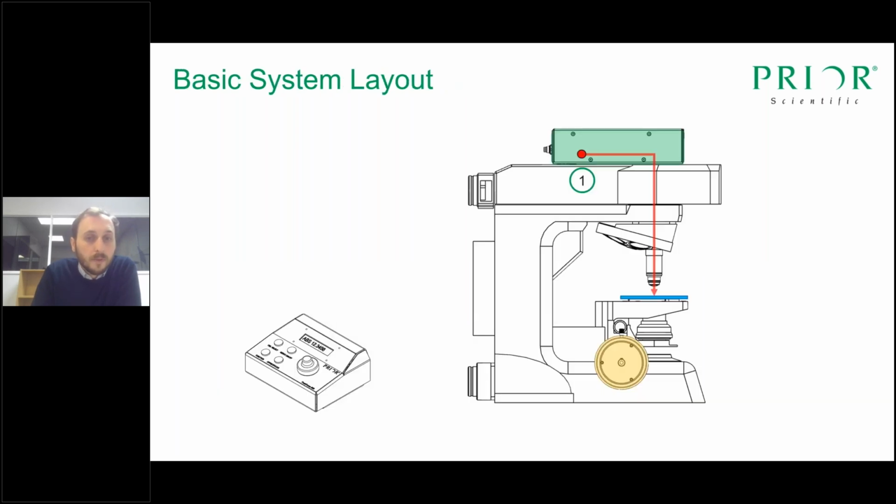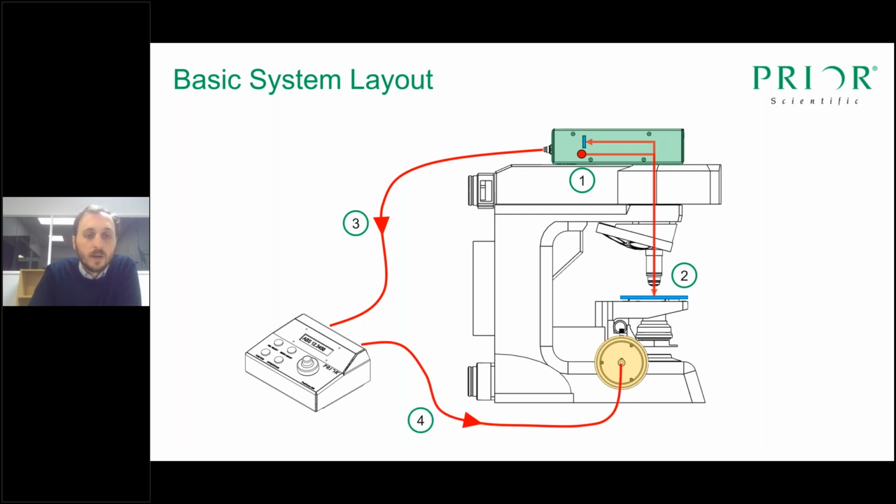The basic principle then of the system is, as I've said before, a light is emitted onto the sample, it's reflected back onto a sensor, it is transferred to a controller of sorts that then sends a signal to a focus actuator that then induces a movement in the sample to bring it back into focus.